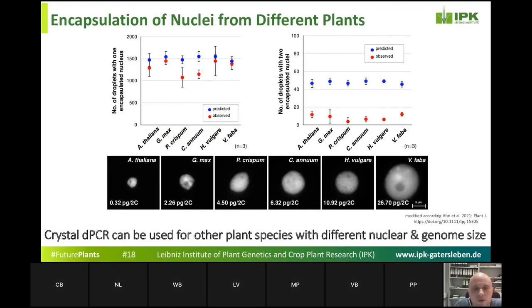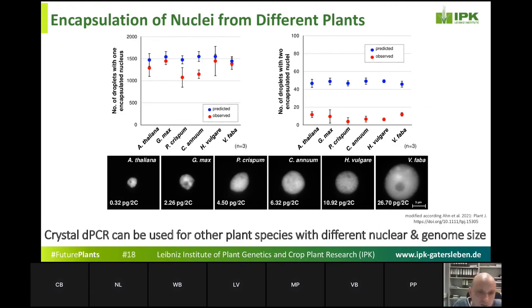As the next thing, we also asked whether we can use our setup for a range of plant species. So we picked various plant species and we isolated nuclei from these plants with very different nuclei and genome sizes. So we have a very small genome from our model plant Arabidopsis thaliana up to Vicia faba, two beans, which differ in genome size nearly by a factor of 100 and accordingly also the nuclei.